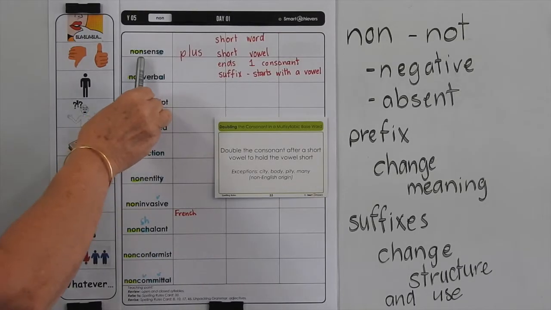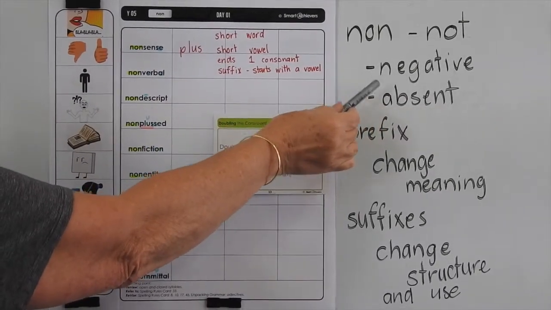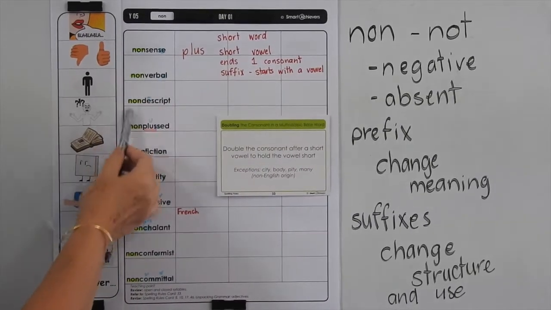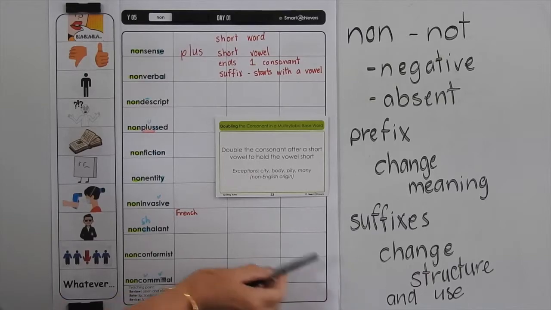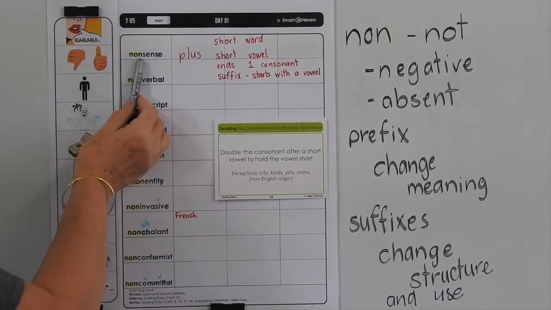Each of these list words today starts with the prefix non. So non means not, negative or absent. Prefixes often change the meaning of the word, whereas suffixes change the structure and therefore the use of a word. So let's go through and have a look at the other things that we can see.